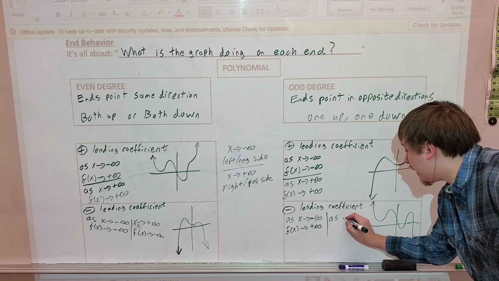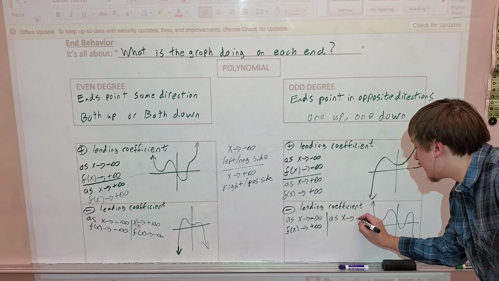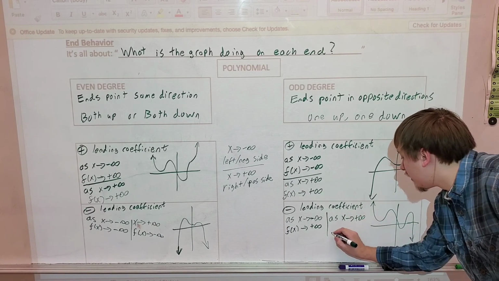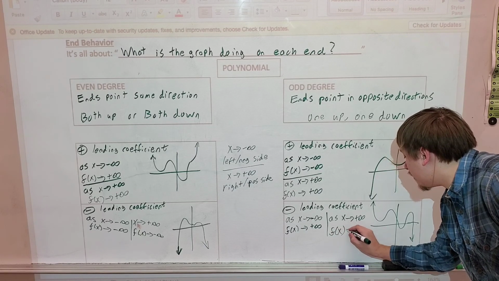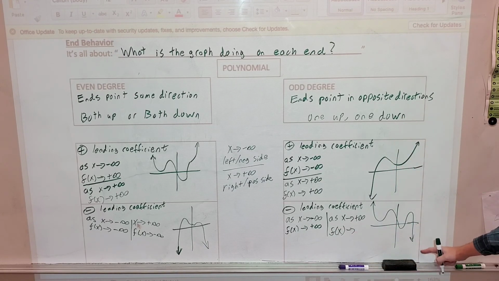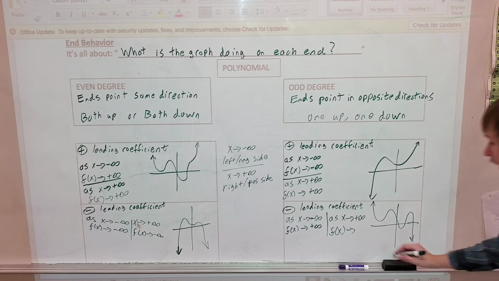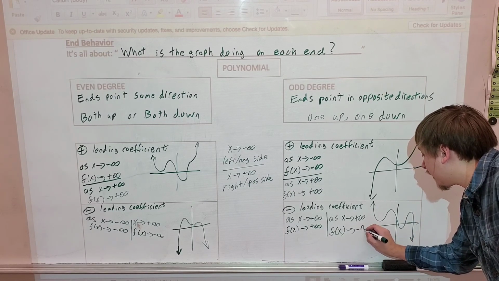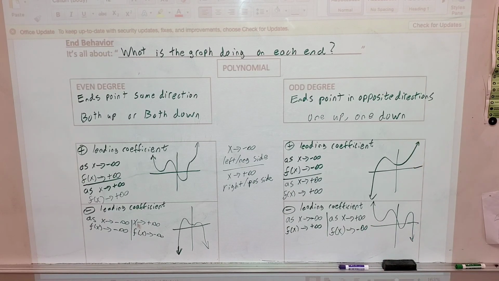Now what's happening on the right side? The right side is the positive side, so where x is going to positive infinity, what is the graph doing? The graph on the right side is going down. That's the negative direction. That's going down forever. So f of x is approaching negative infinity. Okay? And that is exactly how we do that.